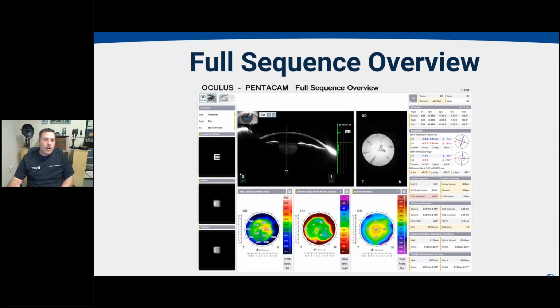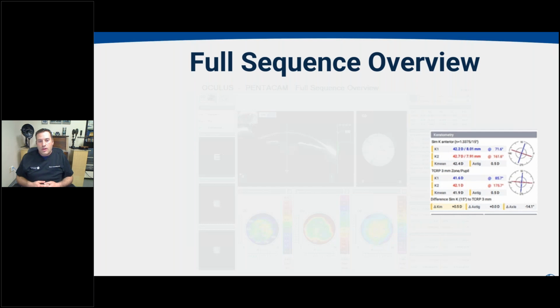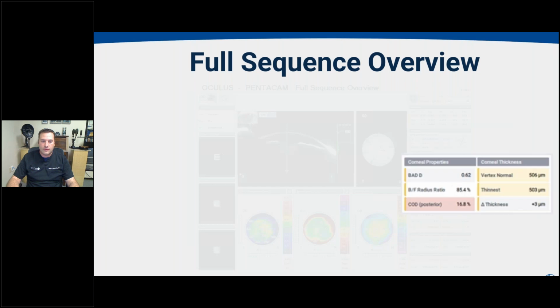But going back to our original straightforward cataract patient and moving through the full sequence overview, what you can see at the top right is an autorefraction, which gives you an overall estimate of the refraction with both a simulation for nighttime with a dilated pupil and daytime with a more miotic pupil. We then have keratometry measurements, both our typical simulated keratometry of the anterior cornea, but also a total corneal power as well. So this could be very helpful as we're planning for toric lenses to see whether there is a posterior component to the astigmatism, and does that change the total astigmatism or the axis.